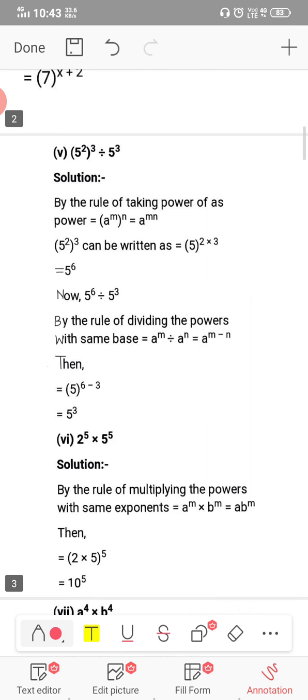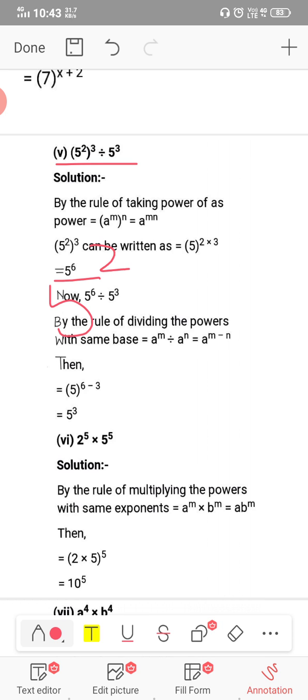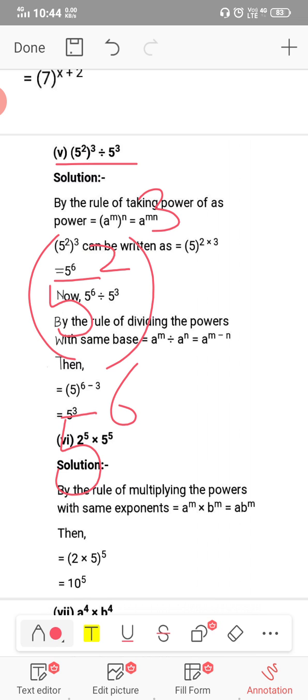Moving on to the next part, it is 5 to the power 2 to the power 3 divided by 5 to the power 3. I told you that when we have power over power, meaning 5 to the power 2 to the power 3, then we will write it as 5 to the power 6. We will multiply both the powers with each other. 2 into 3 will give us 6. So the base 5 has power 6, which is divided by 5 to the power 3.